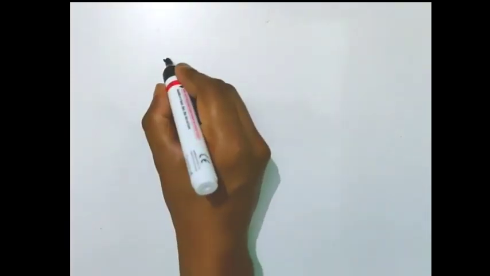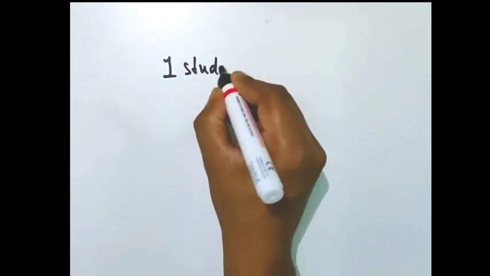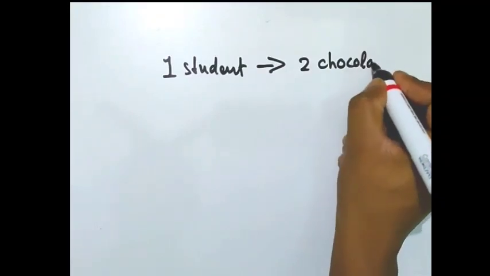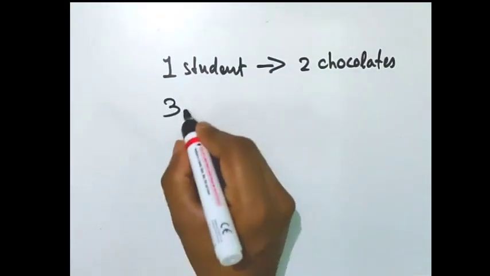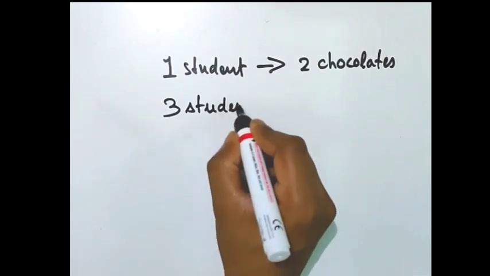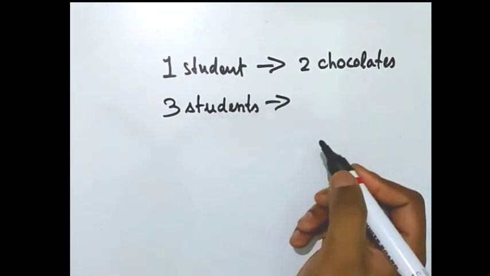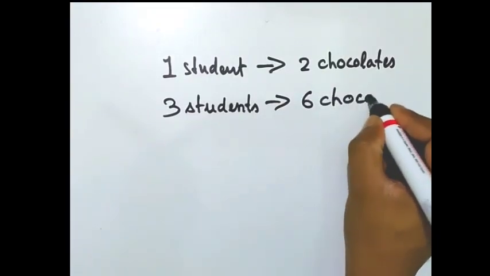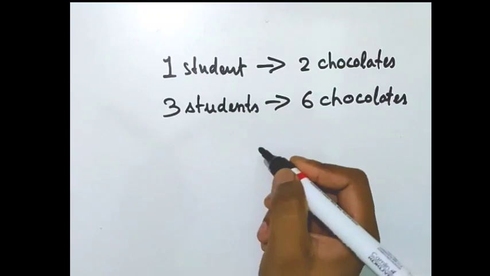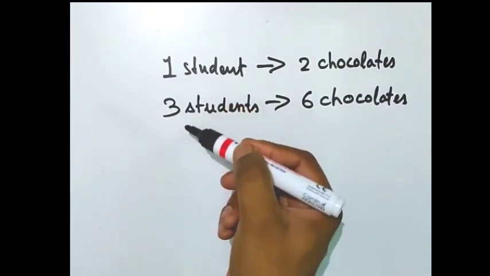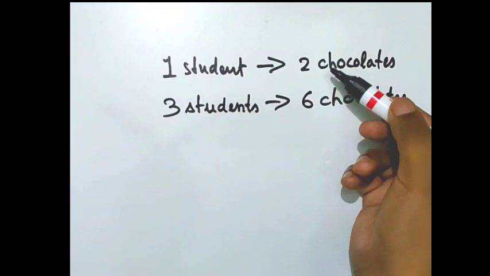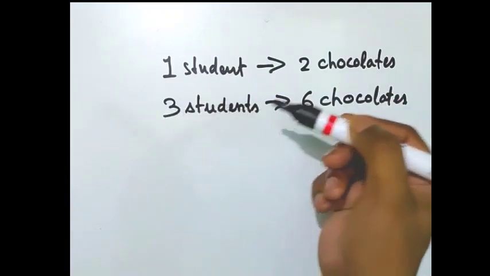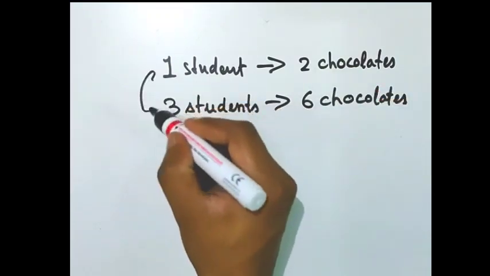Let's say one student can eat 2 chocolates. So if there are 3 students, they will be able to eat more chocolates, that is 6 chocolates, right? So if I'm changing the number of students, the number of chocolates consumed is also increasing. Means change in one quantity is resulting in change in the other quantity, right?